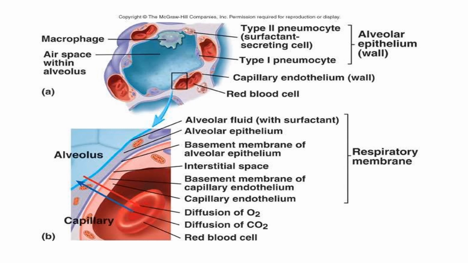So if you take a section of this alveoli, you can see the alveolo-capillary membrane from inside the alveolus to the outside. These are the different layers of the respiratory membrane: the alveolar fluid, alveolar epithelium, basement membrane of the alveolar epithelium, interstitial space, basement membrane of the capillary endothelium, capillary endothelium, and then oxygen diffusion and diffusion of carbon dioxide, and then the red blood cells. These are the layers of the respiratory membrane.